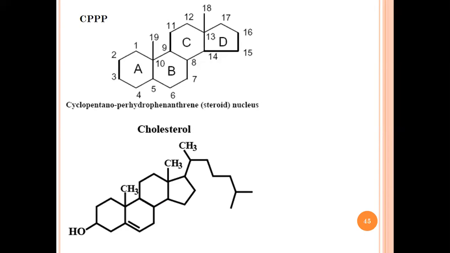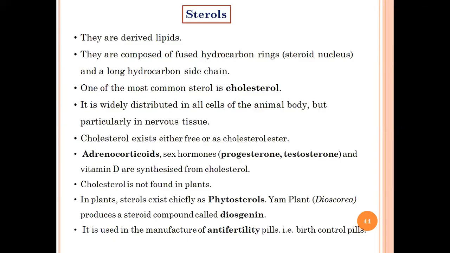Okay. So I hope you understood what is a steroid nucleus. And as I mentioned, it may have hydrocarbon chains attached to it. Now, the most common example, which I already have shown you, is cholesterol. And it is one of the most commonly found steroids in typical animal bodies. There are many steroids which are also present in nervous tissue.